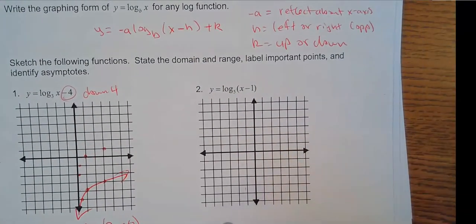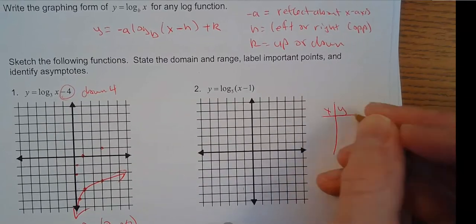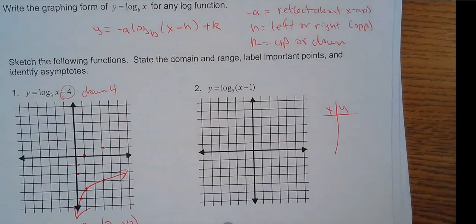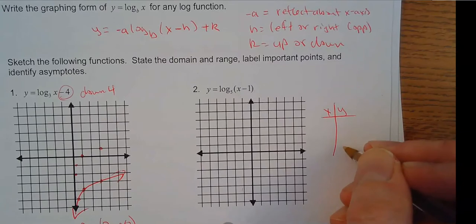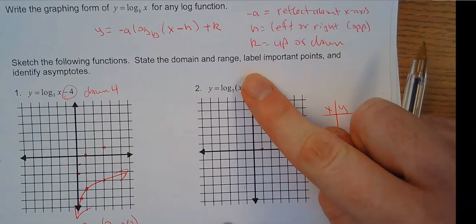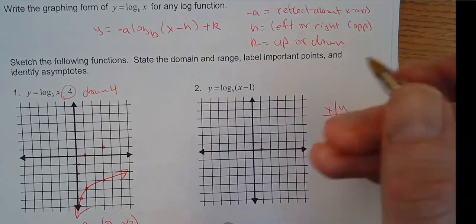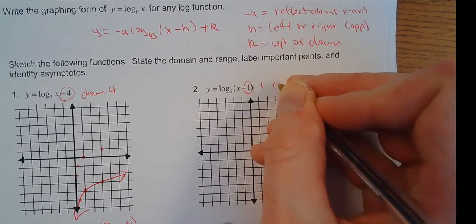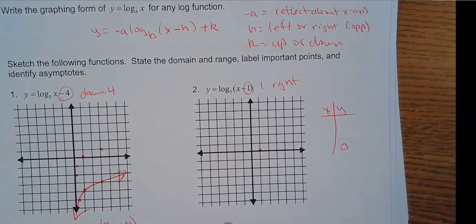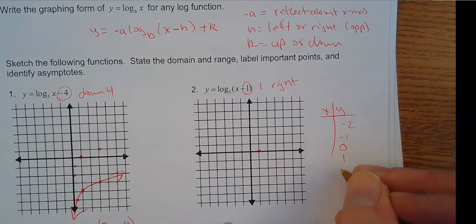Okay, so this guy here, I've got my base is 5. If my base is 5, I'll plug in y's first. Just always do 0. It's kind of like that parent function. Again, I'm going to do log base 5 of x first, and then I'll move it 1 to the right. So this says 1 to the right. Okay, so I did 0, -1, -2, 1, 2.